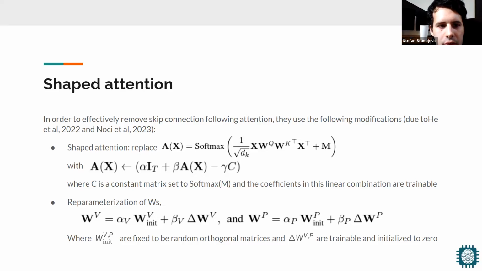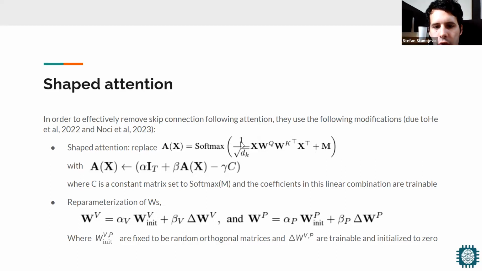And in this study from 2023, they found that removing this constant can help reduce oversmoothing. So what is C? C is non-trainable, and it's defined as, or set to, the value of A of X when the product here, this complicated inner product of Q and K, is identically 0. So then it's just softmax of M.